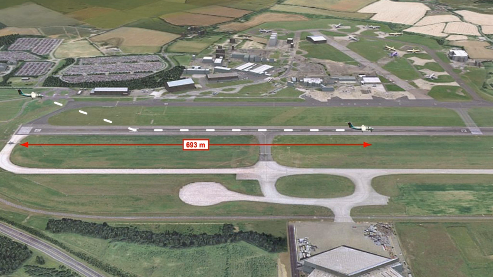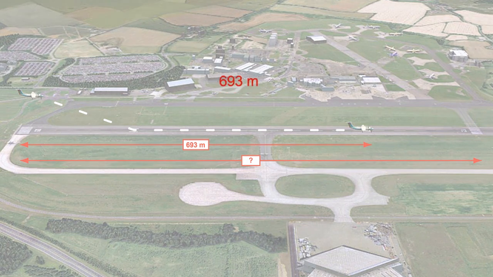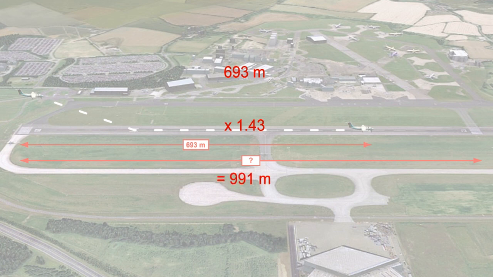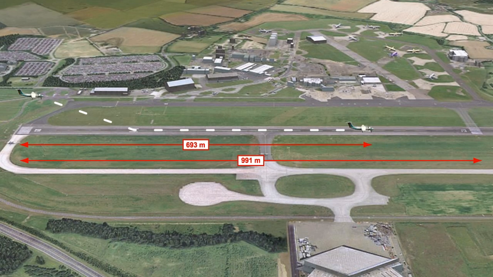A turboprop aeroplane has a calculated landing distance of 693 meters. What is the minimum length of landing distance that must be available at the airfield in order to comply with the regulations? In other words, we must work out what 693 meters is 70% of. Therefore, multiply 693 meters by 1.43. This gives an answer of 991 meters. Therefore, if the runway is 991 meters or more, the aeroplane is landing within 70% of it.